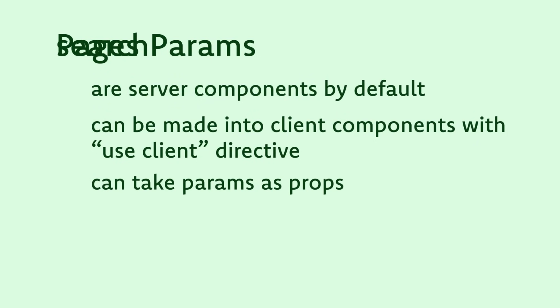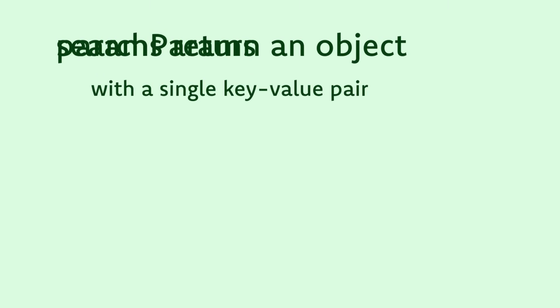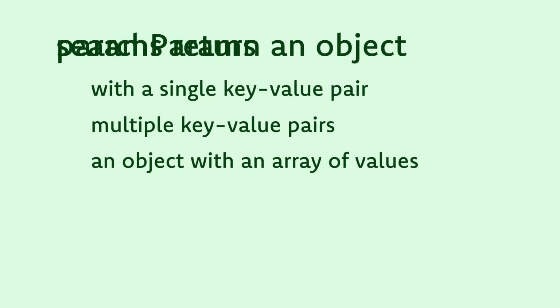Pages can take params and search params as props. Both of these are available whether the page is a server or client component. These params both return promises that resolve to an object containing different aspects of the URL bar. Params returns an object with a single key value pair, multiple key value pairs, or an object with an array of values depending on the dynamic route parameters provided.